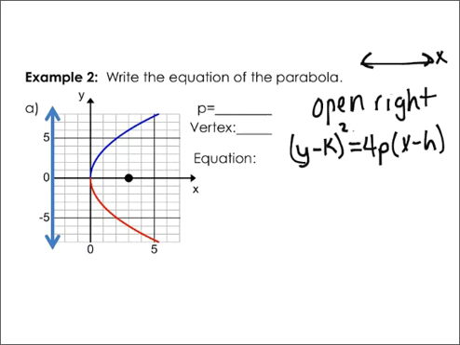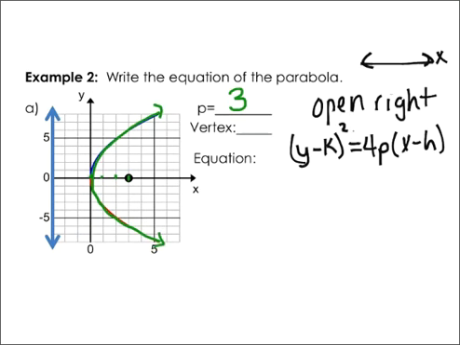So take a look at the graph, find your vertex right there, and count how many spaces over the focus is. 1, 2, 3. So that means that p is 3. That makes sense that it's positive because our parabola is opening to the right. If it would have been opening to the left, then p would have been negative.